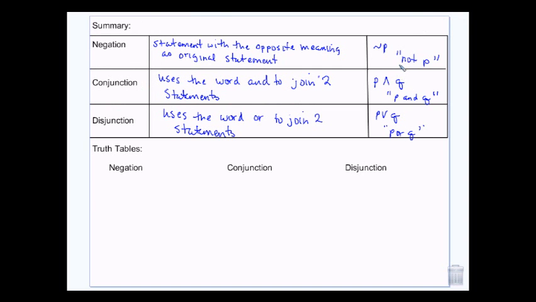One of the tools that you can use to determine whether a logic statement is true or false, or how many options there are for it to be true or false, is a truth table. This organizes truth values. Okay, when we make a truth table, the simplest one is negation. So I have P and I have not P. If P is true, not P is false. If P is false, not P is true.